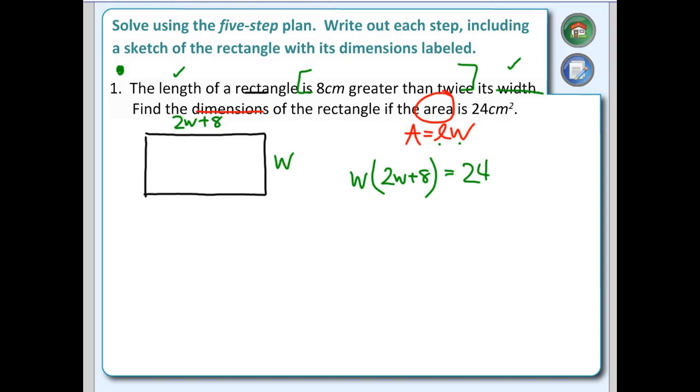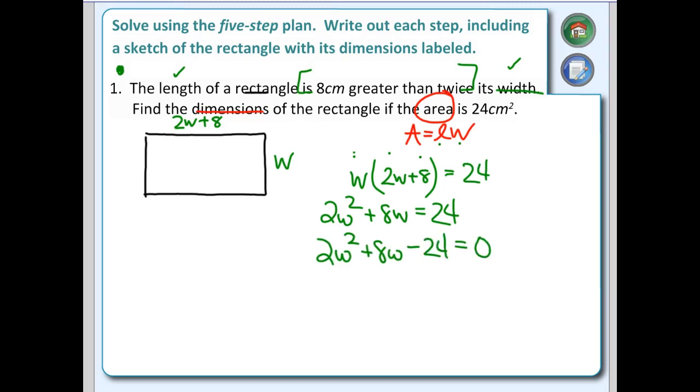What do you think I need to do next to solve it? Yes, we've got to take care of that distributive property. So W times 2W, 2W squared, W times 8 plus 8W equals 24. Now, if we're solving, and it's a quadratic equation, what does it have to equal? Right, it has to equal 0. So we're going to say 2W squared plus 8W minus 24 equals 0.